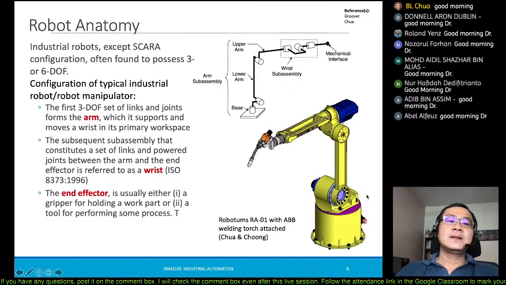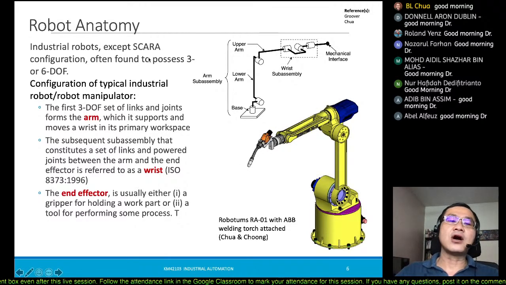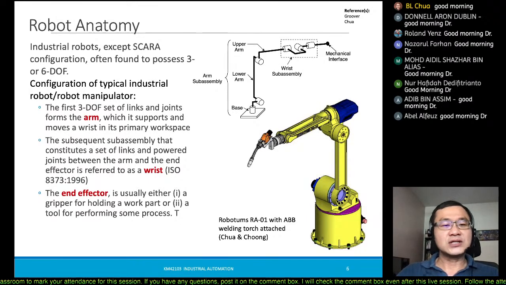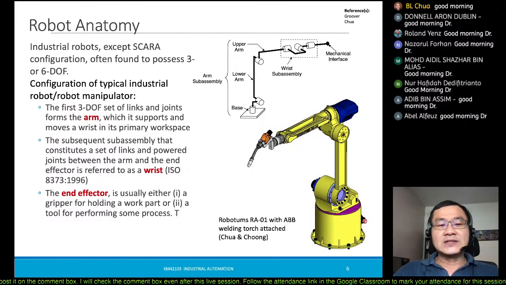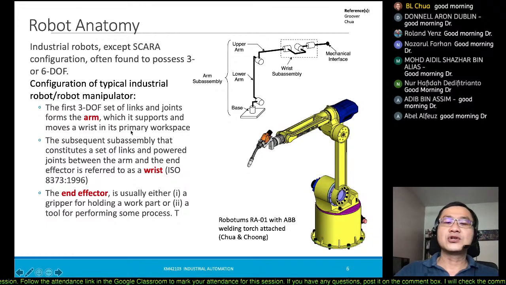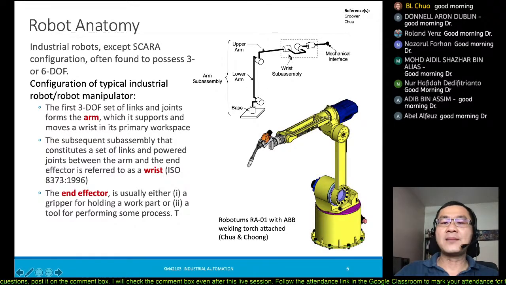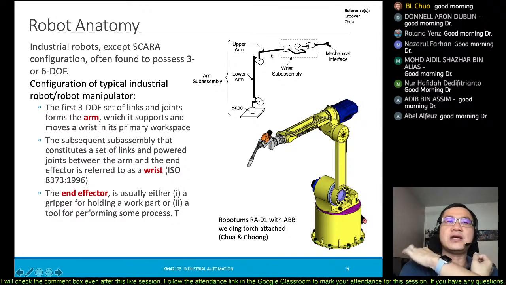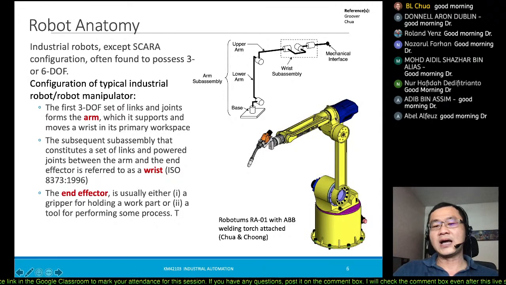Then in industrial robots, except the SCARA configurations, they usually have three or six degrees of freedom. These configurations consist of two sub-assemblies. The first 3 degrees of freedom form the so-called arm. From the base you can rotate, then you have a lower arm and an upper arm, just like our hand. We have a shoulder, then we have the lower arm and the upper arm.